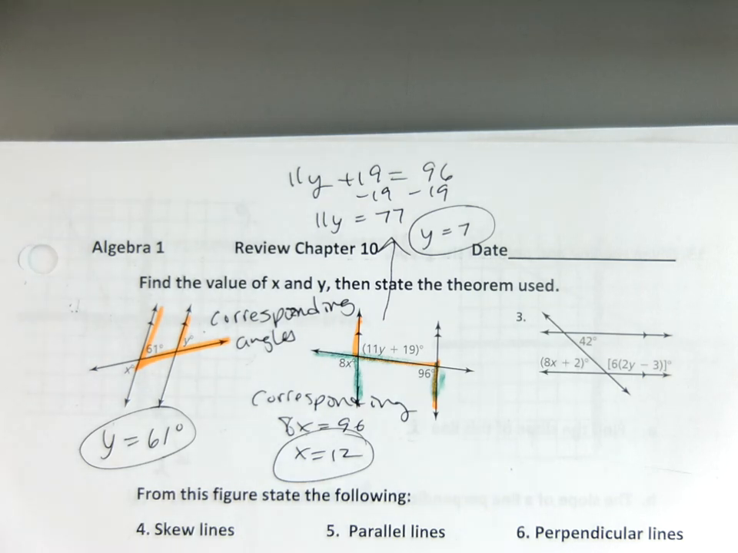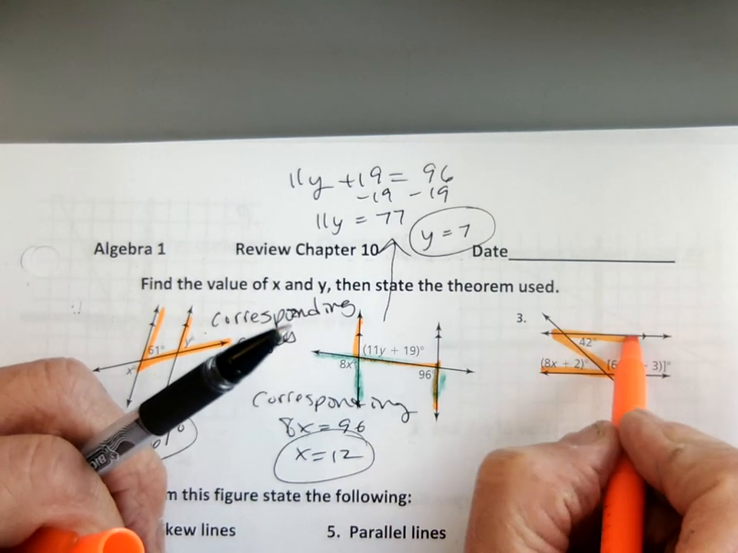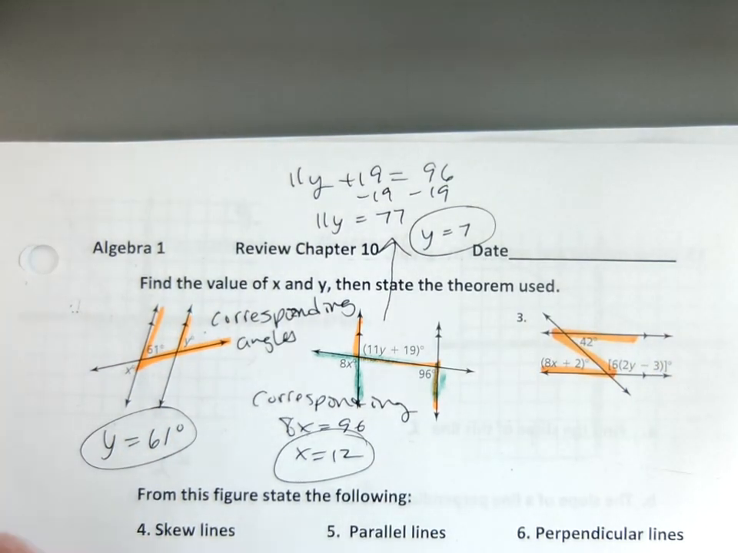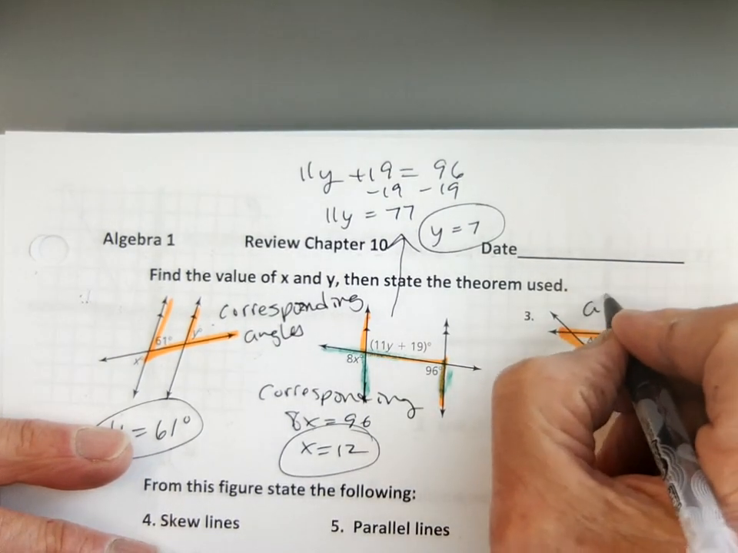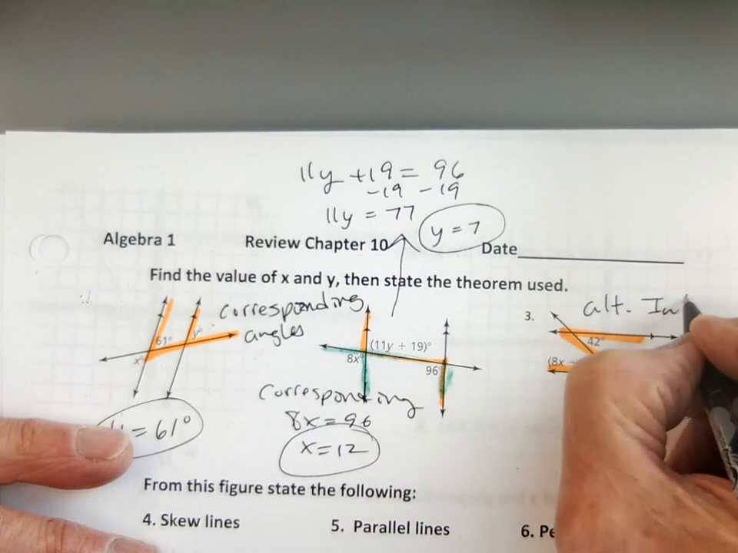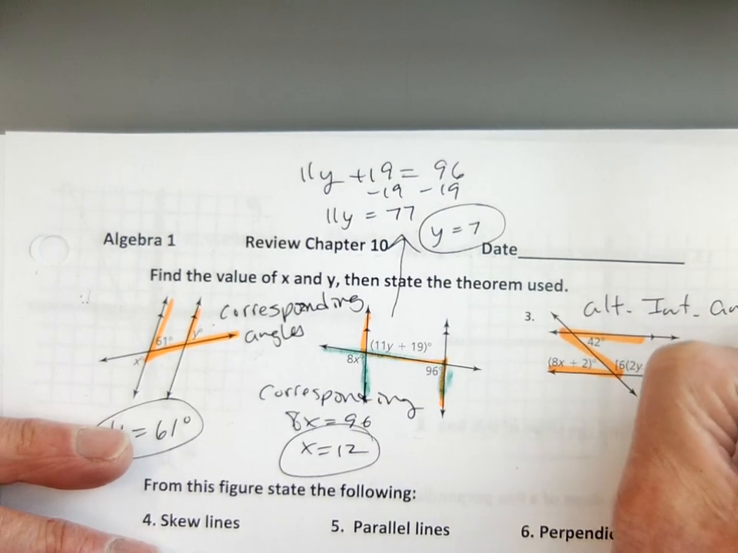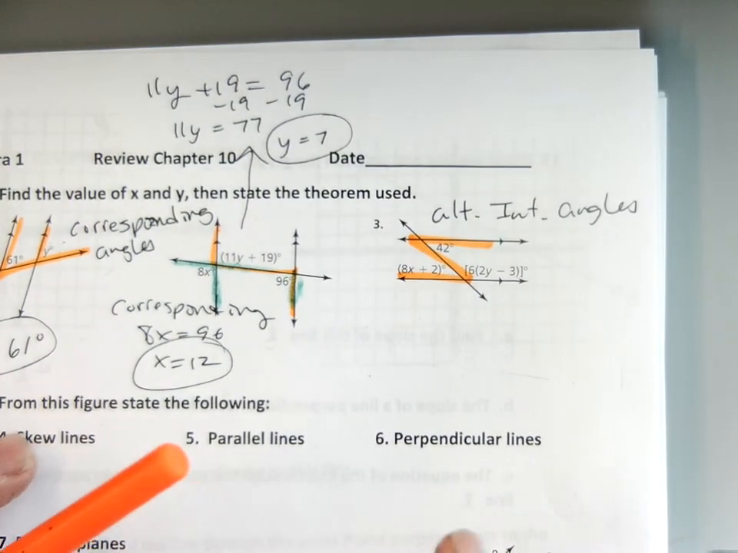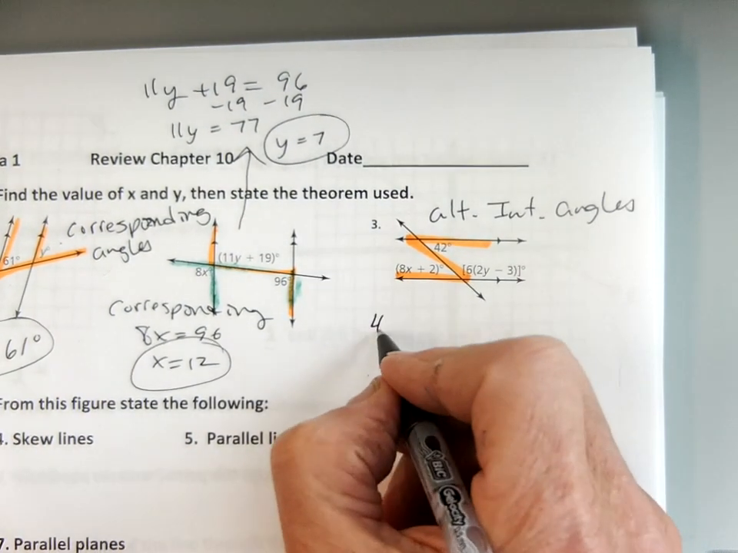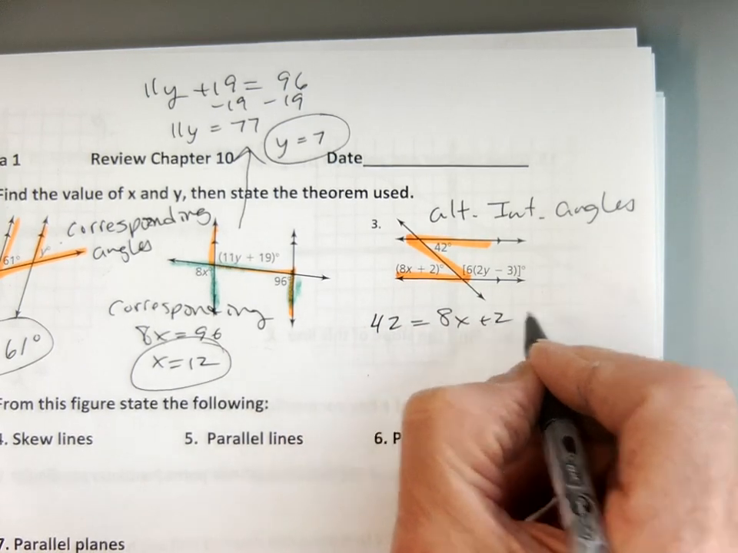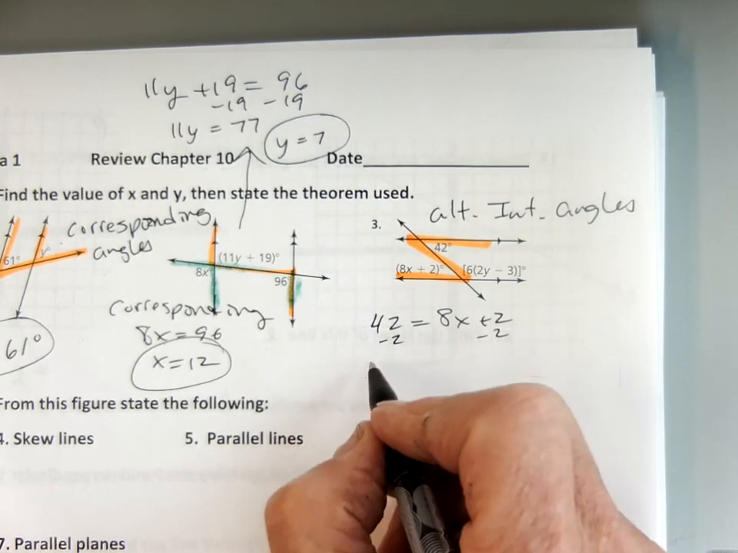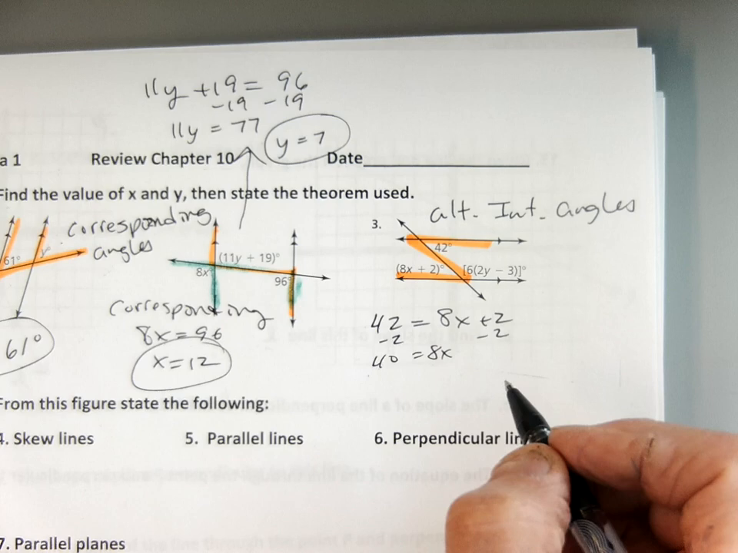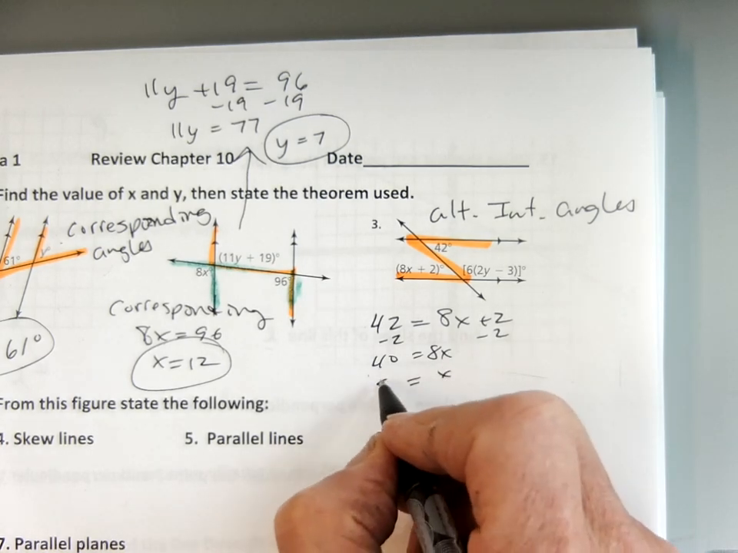Okay, number 3. If I get going too fast, tell me, okay? Number 3, I'm going to find x first, and I definitely see my alternate interior angles. You guys see the z? So I've got alternate interior angles. And so then I can say that 42 is equal to 8x plus 2. I'm going to go minus 2, 40 equals 8x. Divide by 8, x is 5, okay?